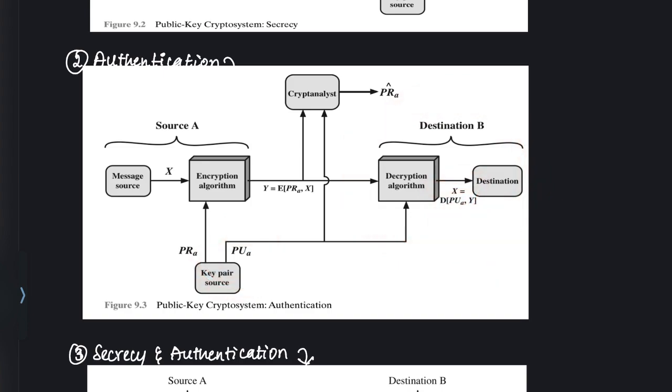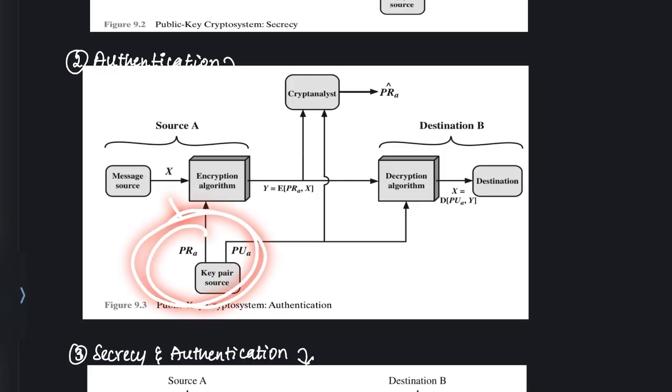Now, since the message was encrypted with A's private key, only A could have created it. So this will guarantee the authenticity of the message. It provides a confirmation that it originated from A itself. But this method does not protect the message from eavesdropping, that is, it could be read by the cryptanalyst, as anyone can read the decrypted message using A's public key.